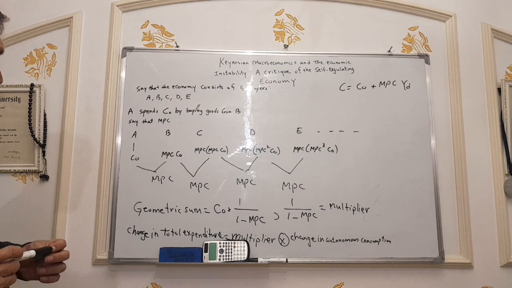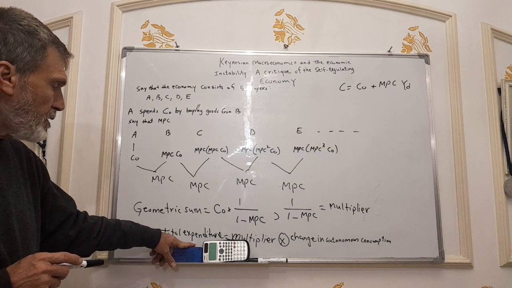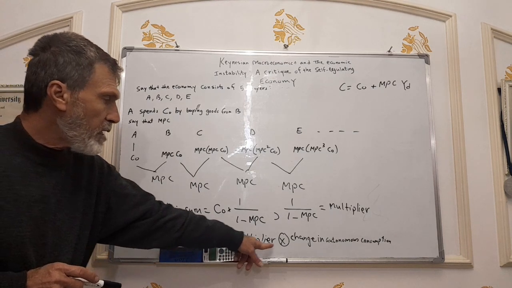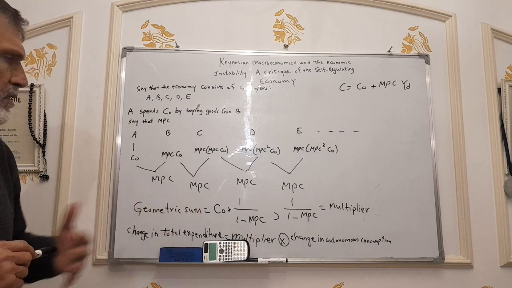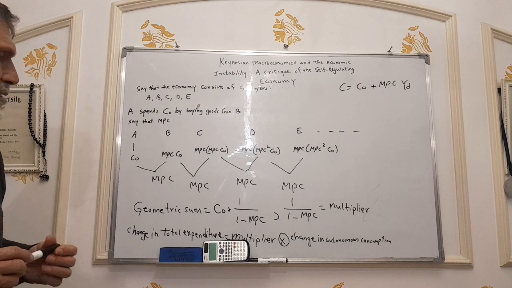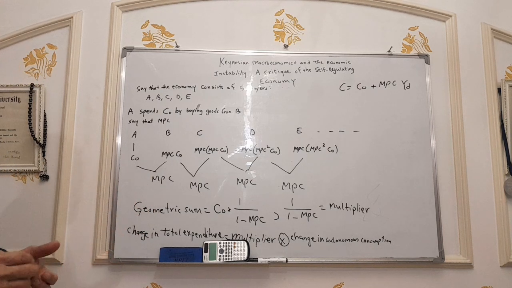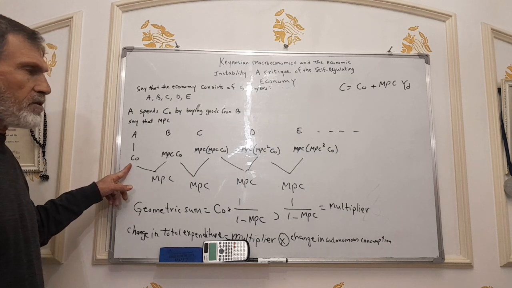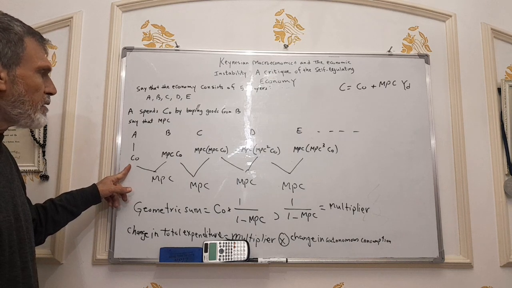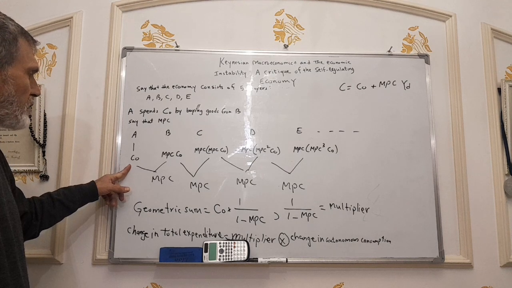And of course, now here we derive that the change in total expenditure is going to equal the multiplier times the change in autonomous consumption, which is this equation based on the geometric series over here. If we give an example in terms of numbers, it is very easy to come up with this.